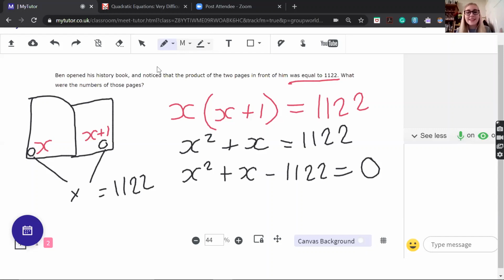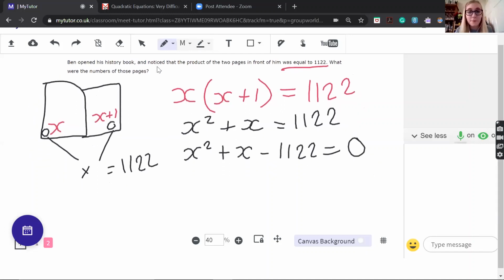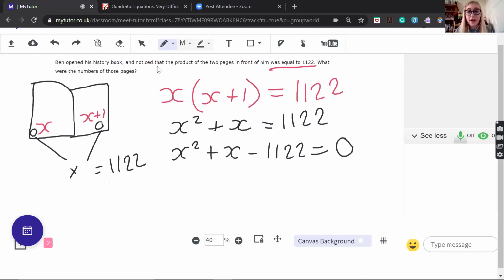Now it's horrible to factorize because who knows what the factors of 1,122 are? Nobody. If you know the factors, that's impressive or weird. So this is a bit of a difficult one. This would most likely be on a calculator paper because we're going to have to work out what these factors are. We can, however, do most of the work using the techniques that we know.